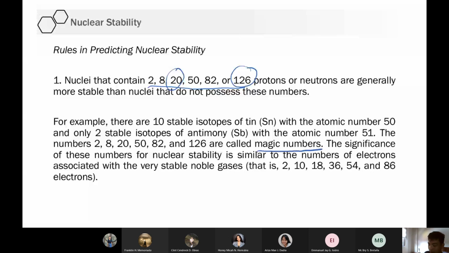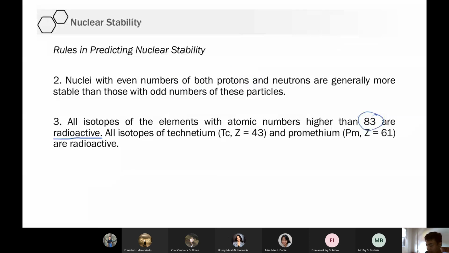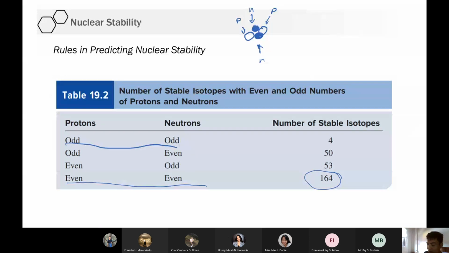Okay. So, yan, 28, 50, 82, 126 na. Okay, so wala siyang magic number. Less than 83 siya. Okay. Tapos ang kanyang combination ay odd-even. Okay. So, ano pwede natin isagot dito?